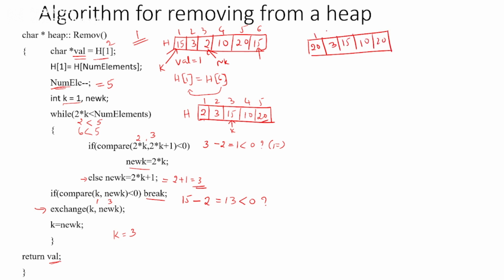And then what we are going to do? We are going to decrement num element by 1. So your num element will be now 4. Your num element is 4. That means this is not there. 20 I have copied over to the root position.